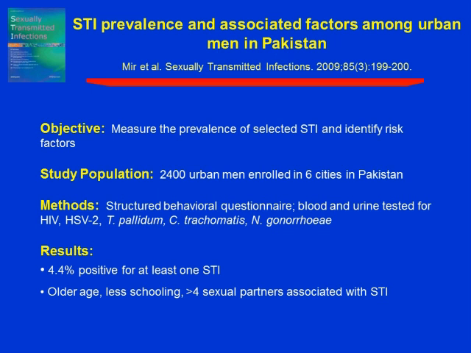They used a structured behavioral questionnaire, so they asked them questions about their behavior, and they took samples of blood and urine and tested them for a number of STIs: HIV, herpes simplex virus, T. pallidum, which causes syphilis, Chlamydia trachomatis, and Neisseria gonorrhea. They found that about 4% of men were positive for at least one STI, and older age, less schooling, 4 or more sex partners was associated with STI.